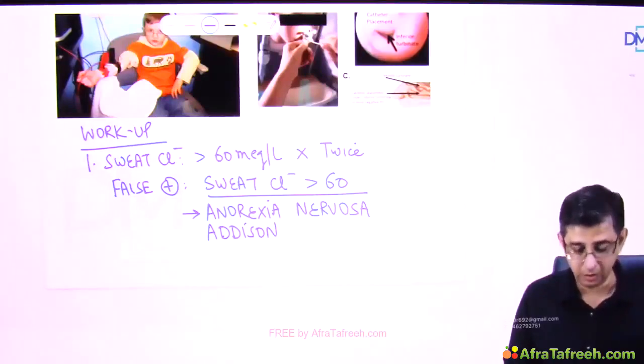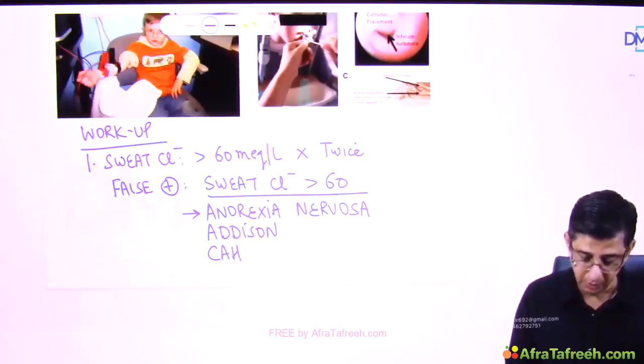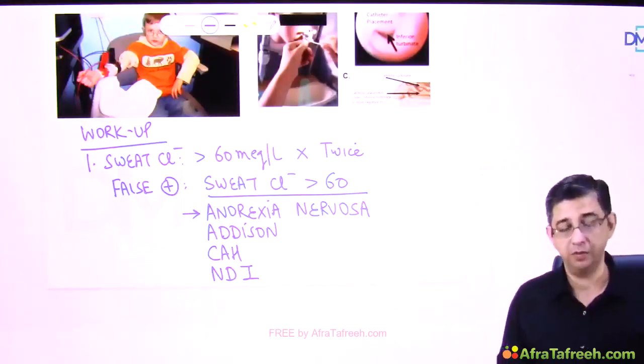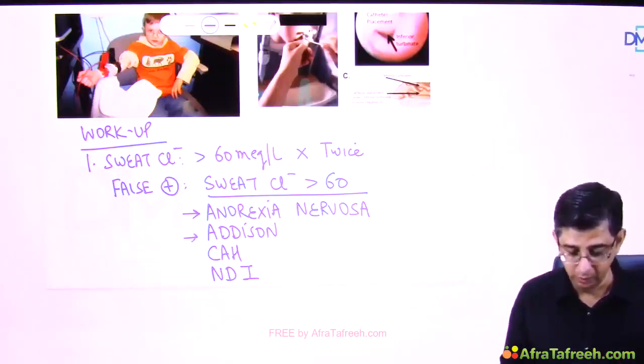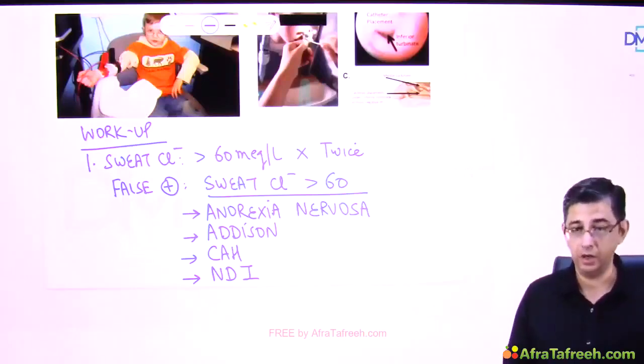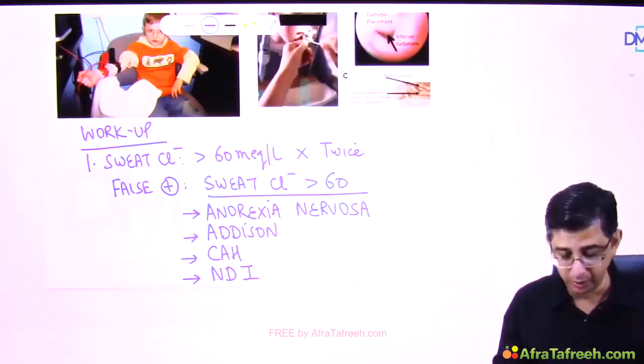Then another condition is congenital adrenal hyperplasia and nephrogenic diabetes insipidus. So false positives can be found with at least 4, which should be remembered. So there's a huge list. I've just put the important MCQ ones: anorexia nervosa, Addison disease, congenital adrenal hyperplasia, and nephrogenic diabetes insipidus.